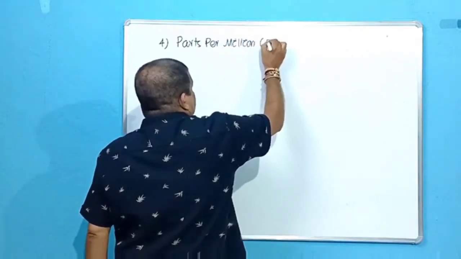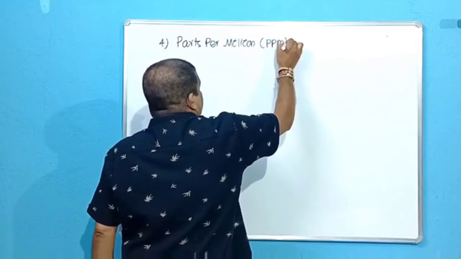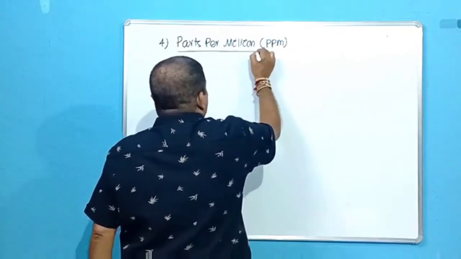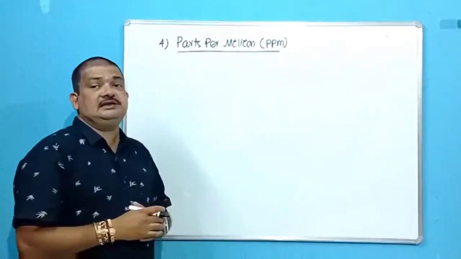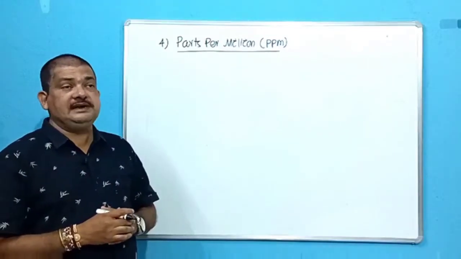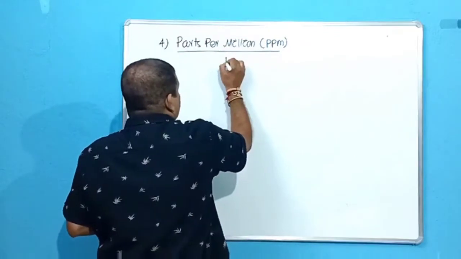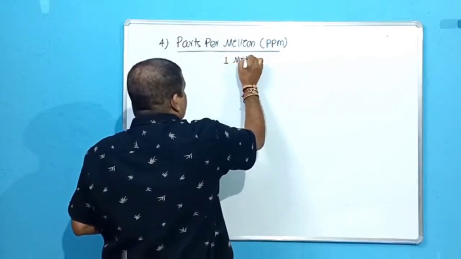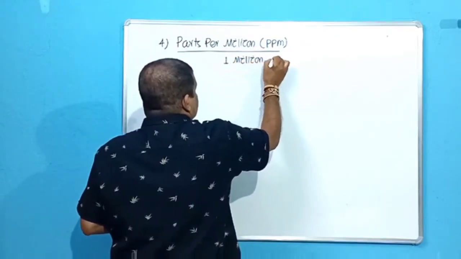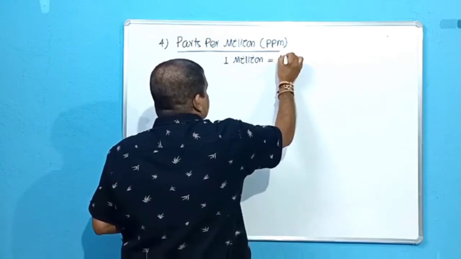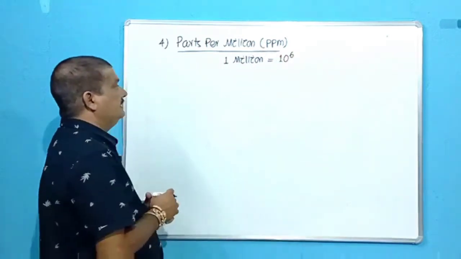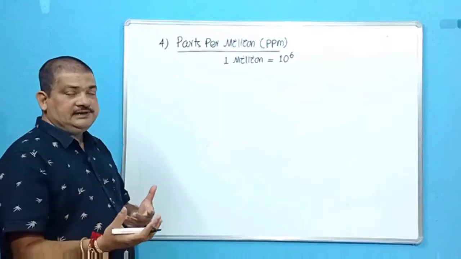It is abbreviated, or in short form it is written as ppm. When it is written as ppm, you have to understand that it means parts per million. I have already told you what a million is. 1 million means 10 to the power 6. So how to define it?